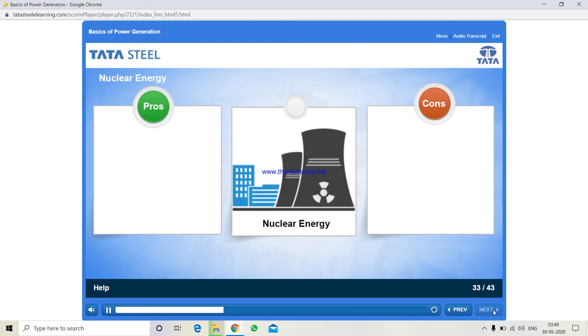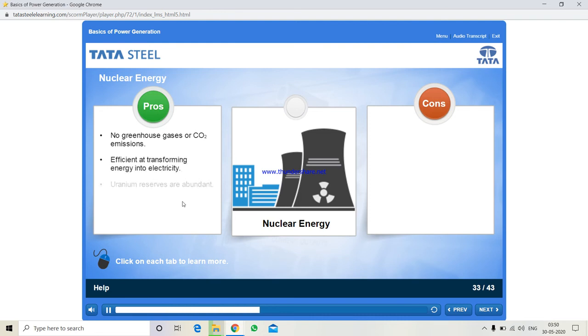Let us now see the pros and cons of nuclear energy. No greenhouse gases or carbon dioxide emissions. Efficient at transforming energy into electricity. Uranium reserves are abundant. Refueled yearly, unlike coal plants that need train loads of coal every day.